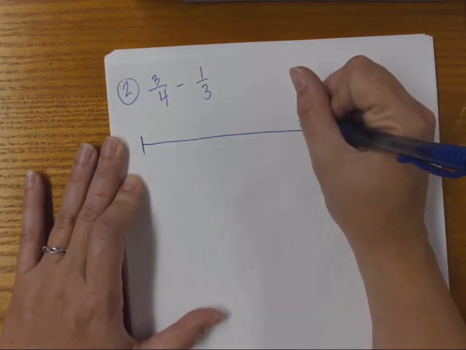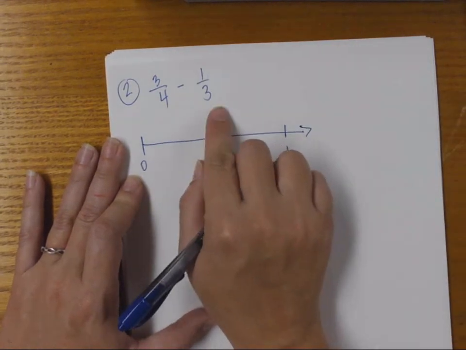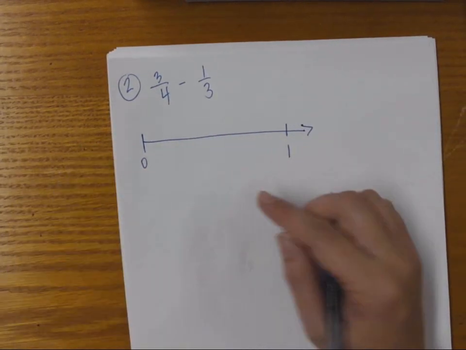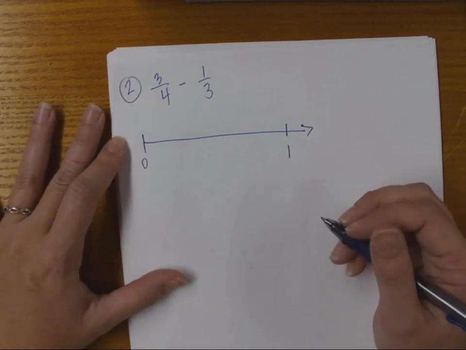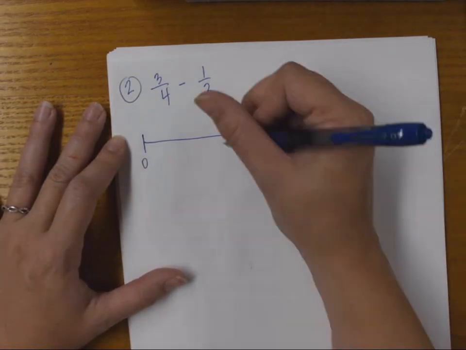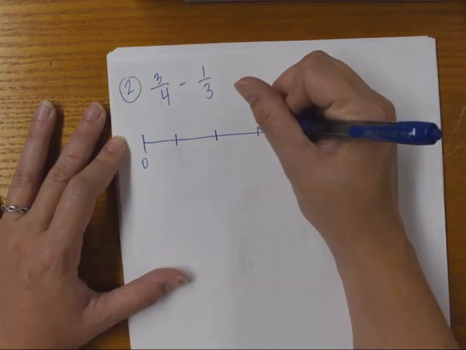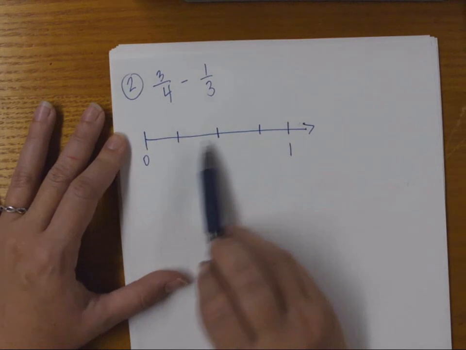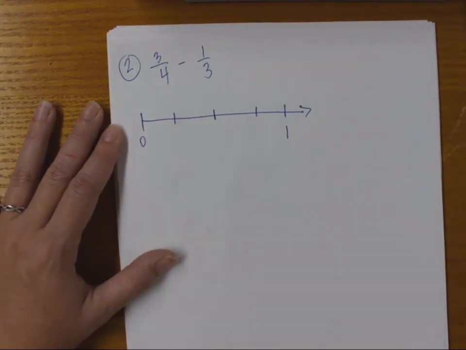So draw your number line. If I'm doing less than a whole and I'm taking away less than a whole, it's going to be less than a whole. I don't need to go above a whole here. So let me split it into 4 parts. If I split it into 4 parts, 3 lines, 3 little tick marks make 1, 2, 3, 4 parts here.